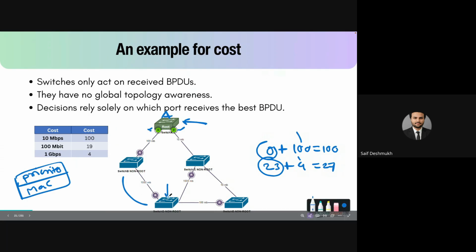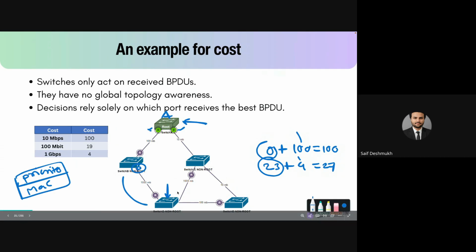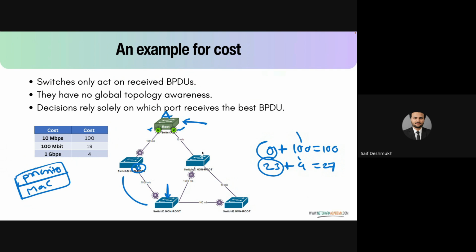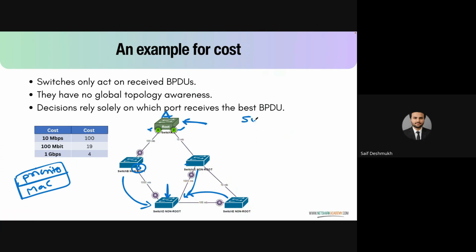Here's the thing: switch B and D. Let's talk about the perspective of D here. Why has this become the designated port, first of all? But before that, let's understand what was happening. Switch D received three BPDUs. It received one from switch B, one from switch C, and one BPDU from switch E at the time of convergence.